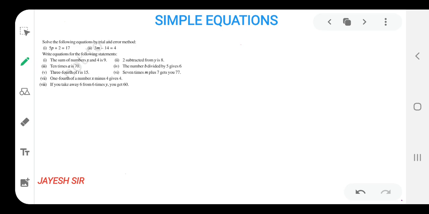Sum means addition would be there. First thing, by reading the sum of, I know sum means addition, so I am putting the addition sign. Sum of numbers x. Two numbers are there, one is x and another number is 4. So I am writing over here: find the value of, the sum of numbers. Sum of numbers, which number? x and another number is 4. What is the sum? Equals to 9. So this is our first answer here.